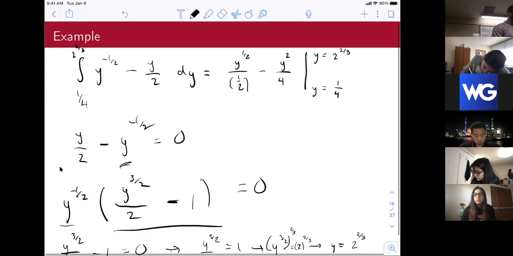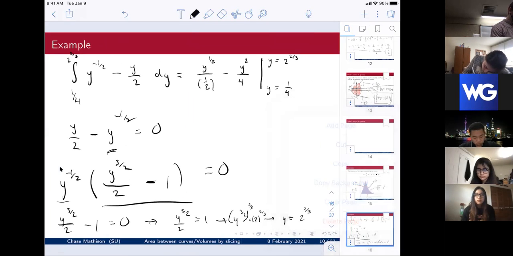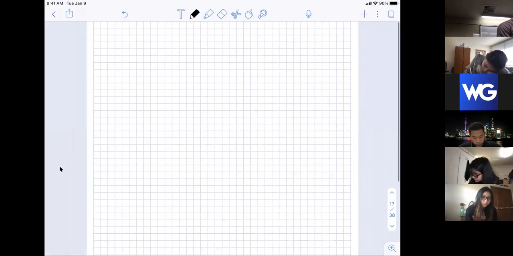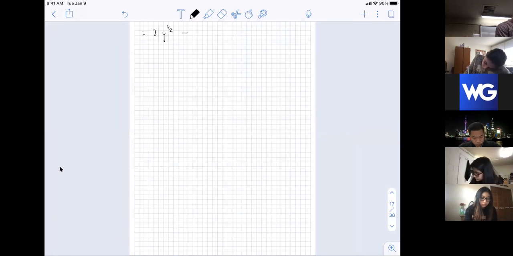So I'm going to simplify a little bit. Oh, I need to add a page. I'm going to simplify a little bit. This is the same thing as 2y to the 1/2 minus y squared over 4. Evaluate at y equals 2 to the 2/3 and y equals 1/4.